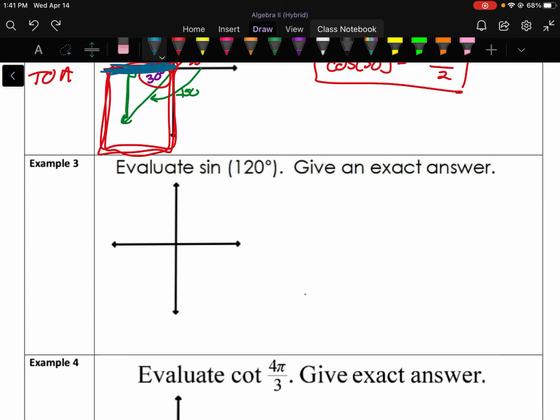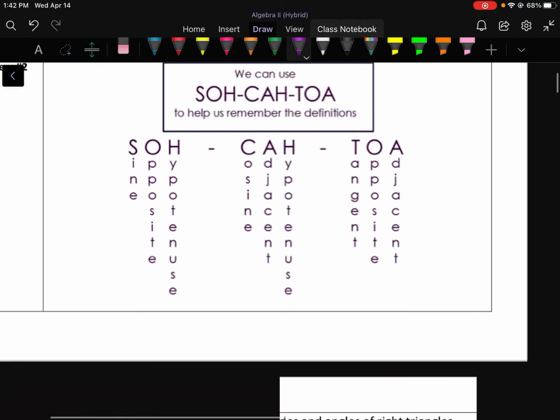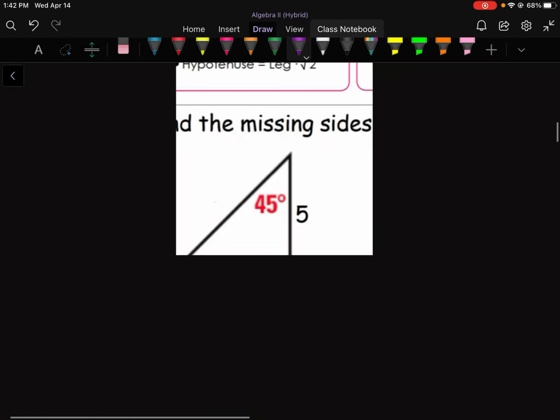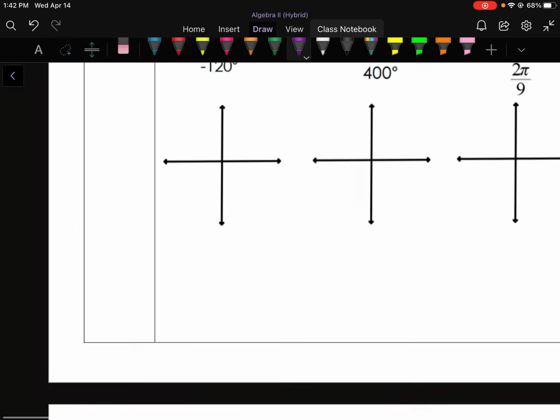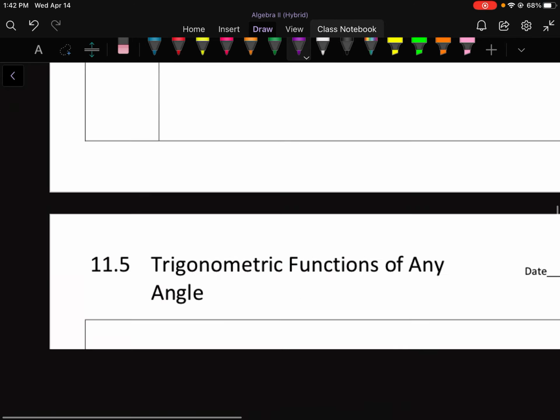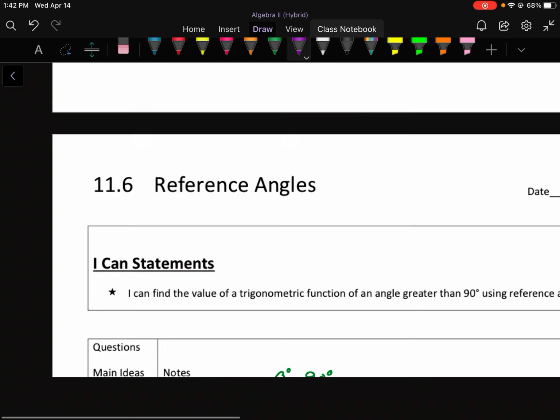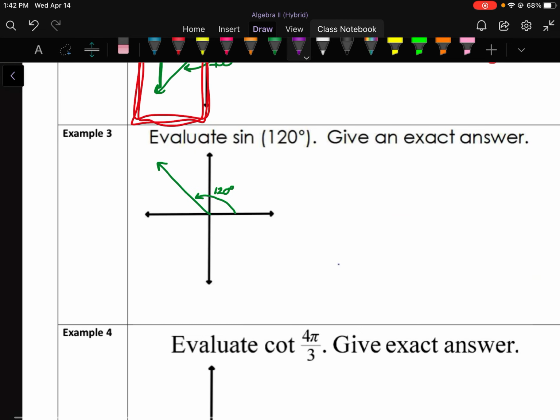Let's try another one. Evaluate sine of 120. So first you want to draw your angle. So 120 would be here somewhere between 90 and 180. But again, we want to use our reference angle. We'd rather use our reference angle, so you take 180 minus 120 and you get 60 degrees.